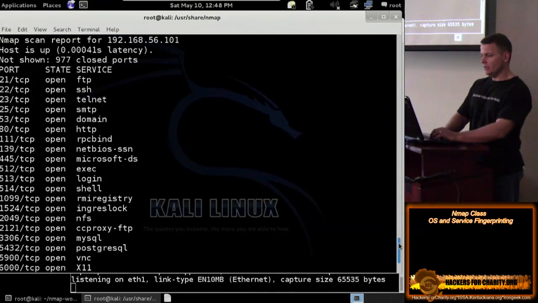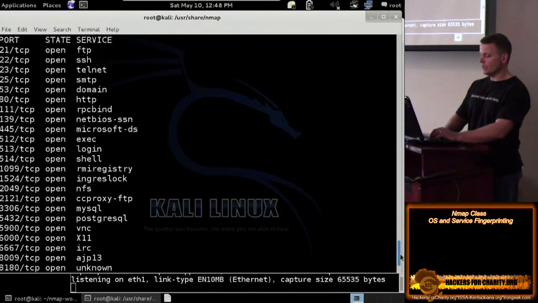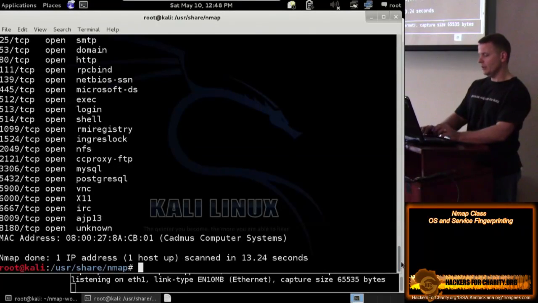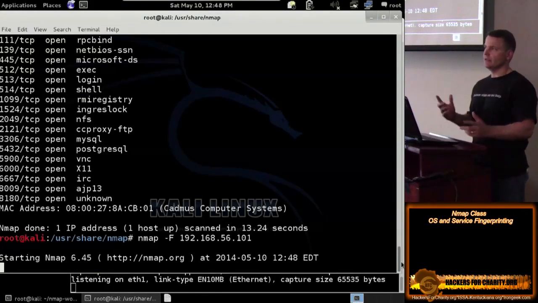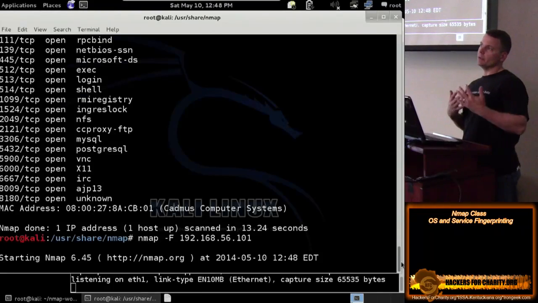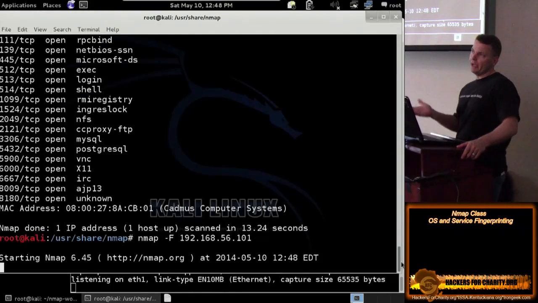All right, so we ended up getting 23 services. I just subtracted the 977 closed from the 1,000. So we got 23 services in the regular mode. If we switch to fast mode, which is only going to search for the top 100 ports, we'll compare those two and see if there's any difference between fast mode and regular mode. Or top 1,000 and top 100 would be the better way to put it.